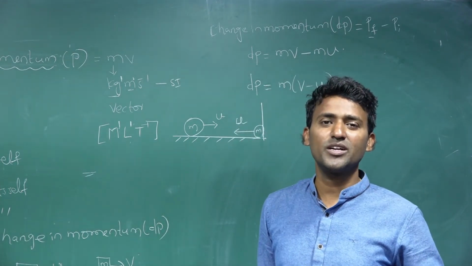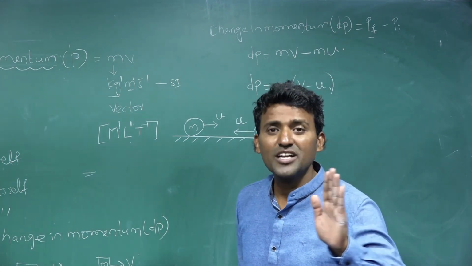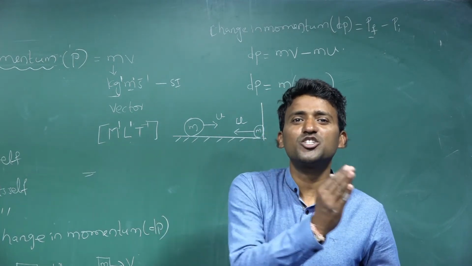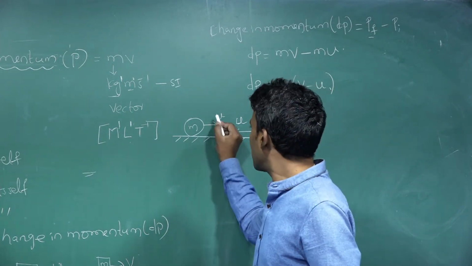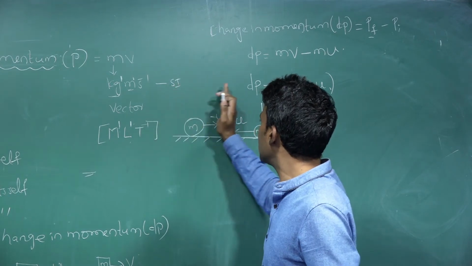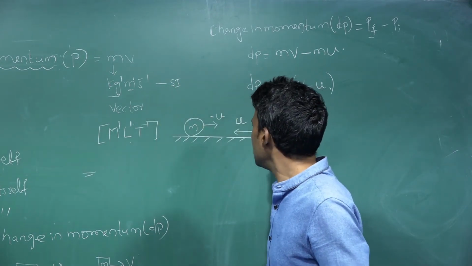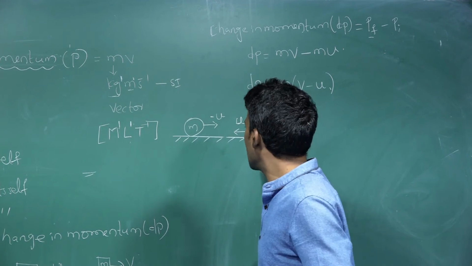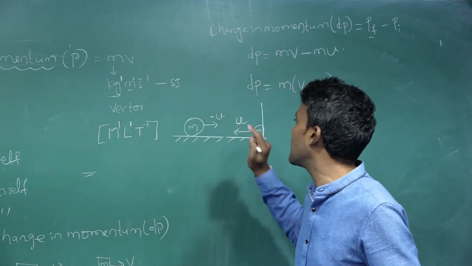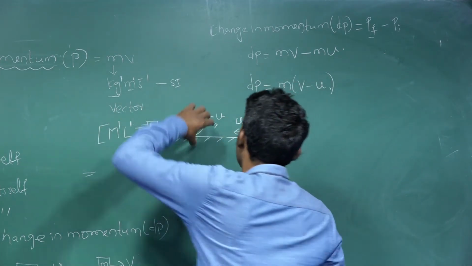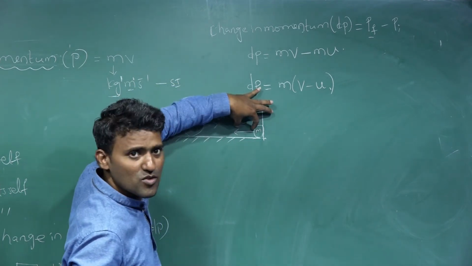Velocity is a vector quantity. So if you consider one direction positive, the opposite direction should be negative. This direction I am considering as minus, meaning opposite direction. Velocity along this direction I take as positive.